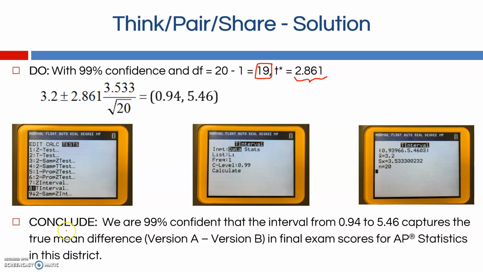Okay, so our conclusion: we are 99% confident that the interval from 0.94 to 5.46 captures the true mean difference, version A minus version B, in final exam scores for AP students in this district. And I also forgot to mention, this is how you would do it with your calculator, assuming that you have an L1 that was made of those 20 differences in the test scores.